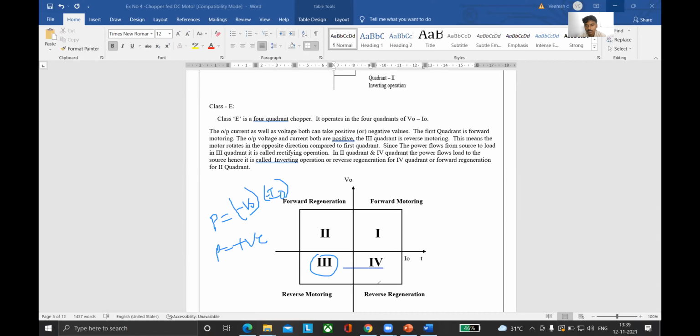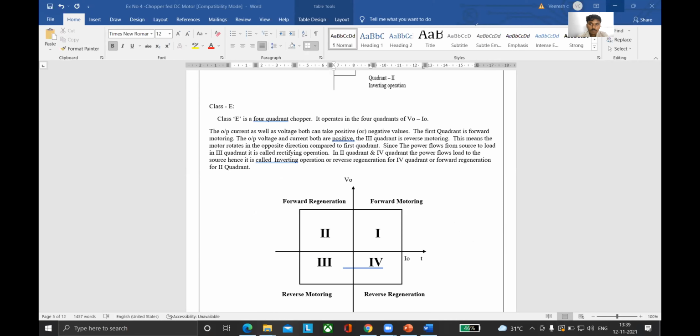But in the case of the fourth quadrant, the voltage is negative and the output current is positive. So the power is also negative. Clear? The power flows from load to source, so it will work as a generator. This is called reverse braking or reverse generation. Okay, these are the four quadrant operations of the Class C chopper.